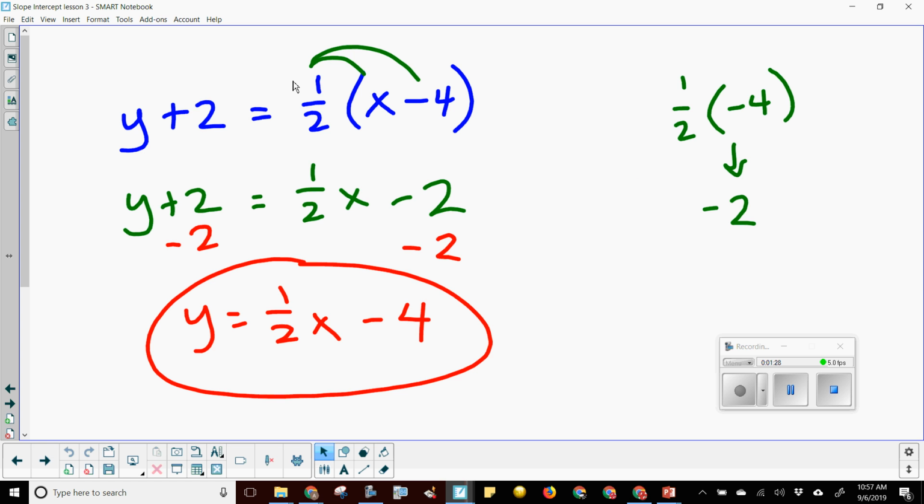So that's what's happening. Distribute 1/2. Subtract this number to the other side. Boom, it's done. This is just multiplication. And this is always going to be 1/2 times x. This is always going to be regular x. 1/2 times -4, you just put in the calculator and let it spit out the answer for you.